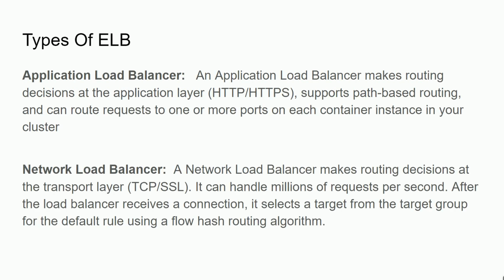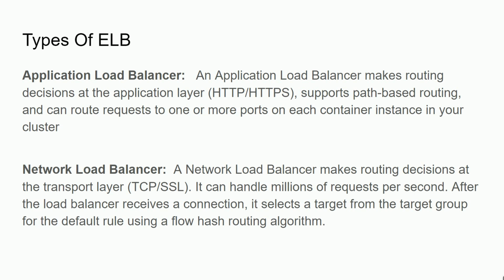There are basically three types of load balancer: application load balancer, network load balancer, and classic load balancer. But application load balancer and network load balancer are currently popular and available over the AWS infrastructure. The application load balancer makes routing decisions at the application layer, such as HTTP and HTTPS, supports path-based routing, and can route requests to one or more port numbers on each container instance in your cluster.